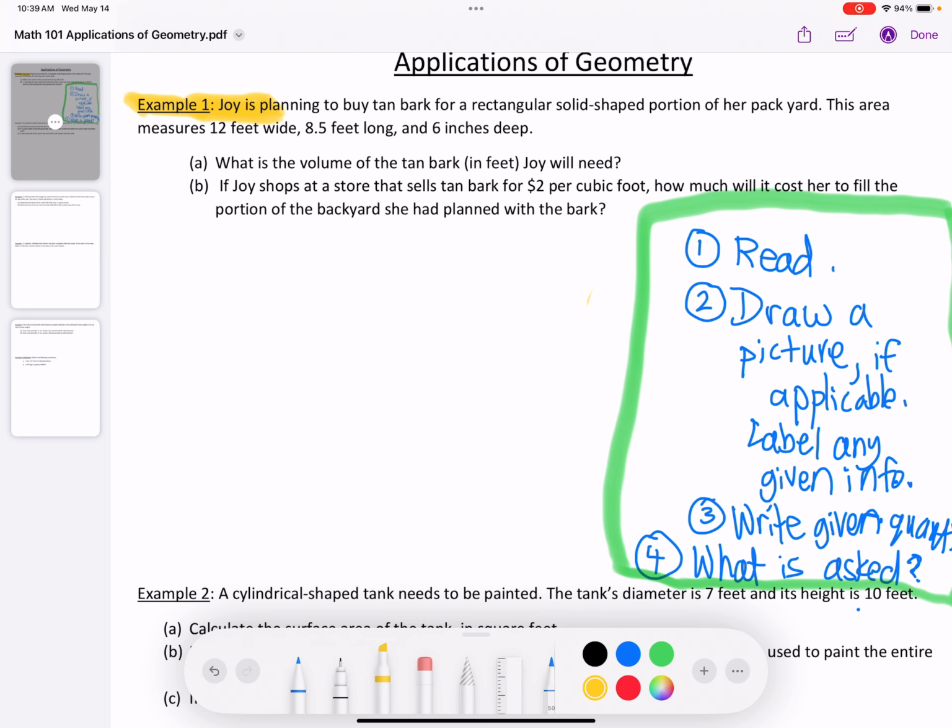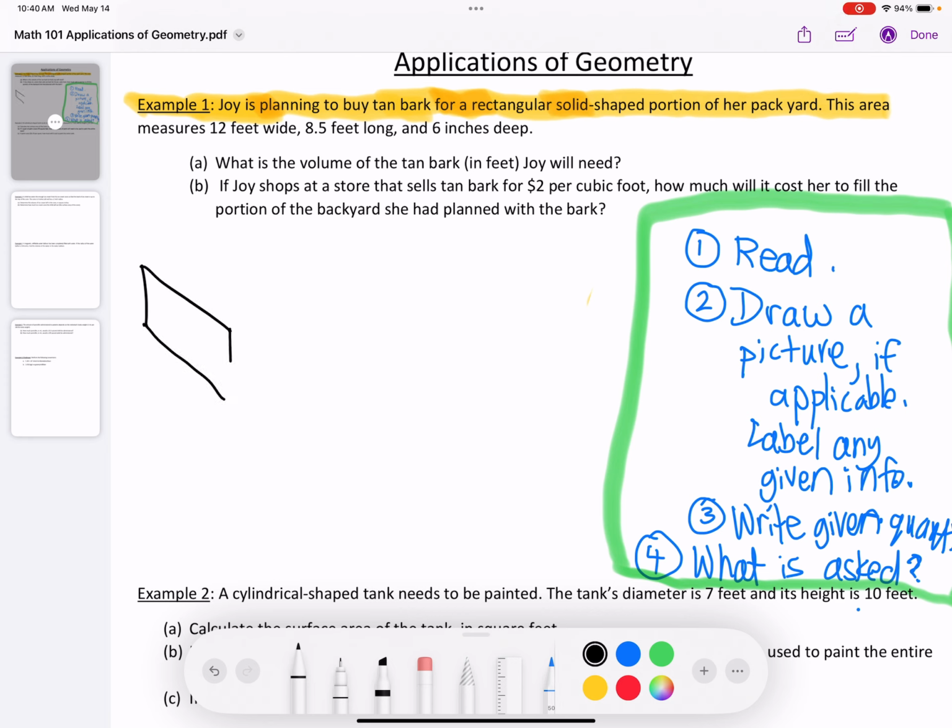So this first example says, Joy is planning to buy tan bark, which is just the bark you see at parks or in some people's backyard, for a rectangular, solid-shaped portion of her backyard. So I kind of dig back in my memory. I'd say, oh yeah, rectangular solid is kind of like a dice, if I imagine a dice in a board game, except it's not necessarily square. There's some kind of box that's three-dimensional. So I'm going to draw one, because there is something to draw, I guess.